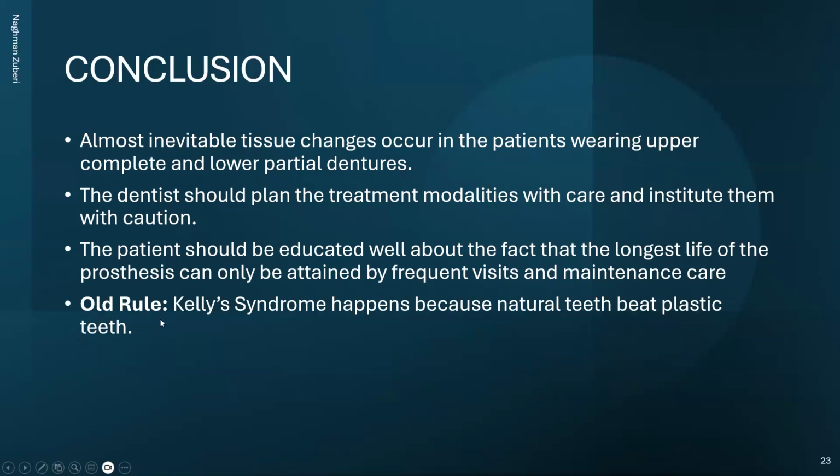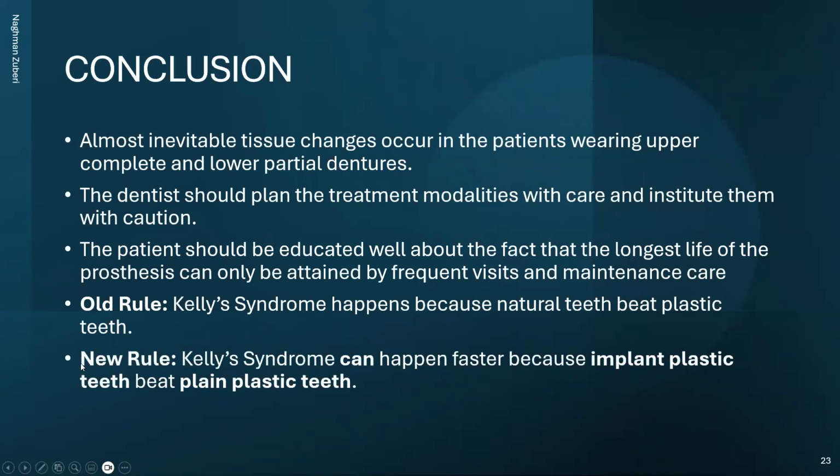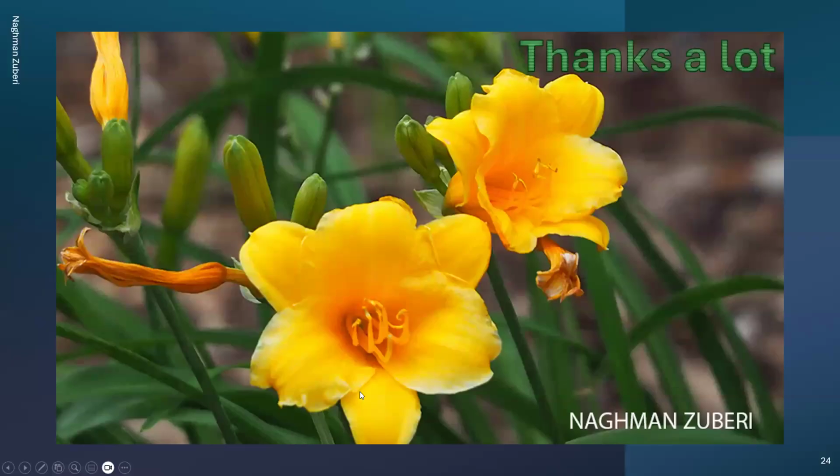So keep in mind the old rule for the lower partial denture and upper conventional complete denture: Kelly's syndrome happens because natural teeth beat the plastic teeth in the anterior region. The new rule is that Kelly's syndrome can happen even at a faster rate because the implant teeth will be beating the plain plastic teeth in the anterior region. So over here we are done with today's lecture on Kelly's combination syndrome, and I have also explained what the new era combination syndrome could be.